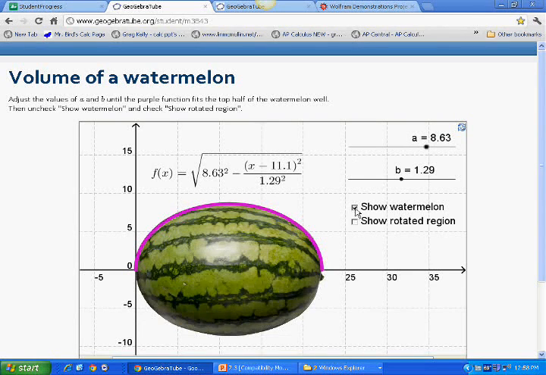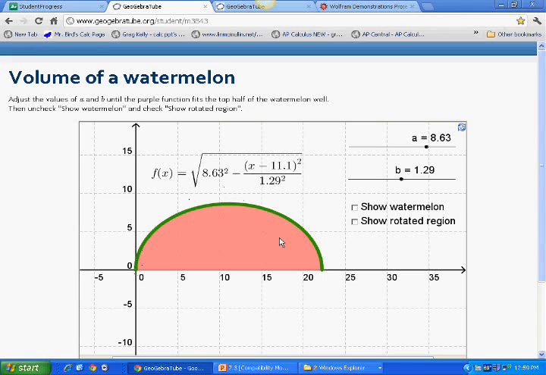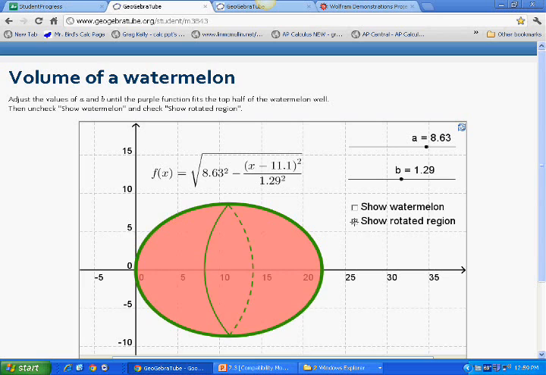So I'm going to take my watermelon out, and we've seen that the top half of this watermelon is the ellipse with this as the equation. When I rotate it around the x-axis, you can see that I do have the shape of the watermelon. My radius is the height of the function, so each slice of this watermelon is a circle. So it's pi times the function squared, and I'm going to integrate that over 0 to about 22 or so.